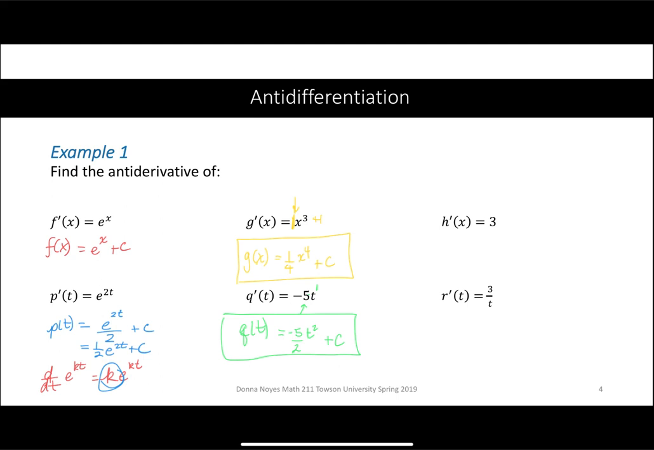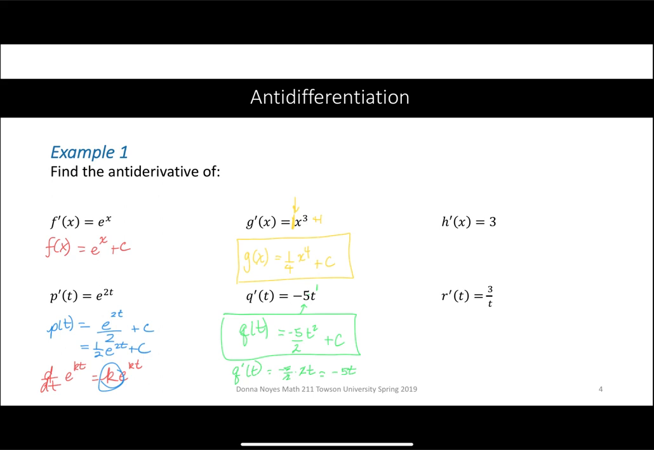If I want to check my work, I take the derivative of my function, q prime of t. And I would get negative 5 over 2 times 2t to the 1. And the derivative of c is 0, so we just end up with negative 5t. The beautiful part of doing all of this anti-differentiation is that you can check all of your answers by taking its derivative to make sure you get back to what was given to you.